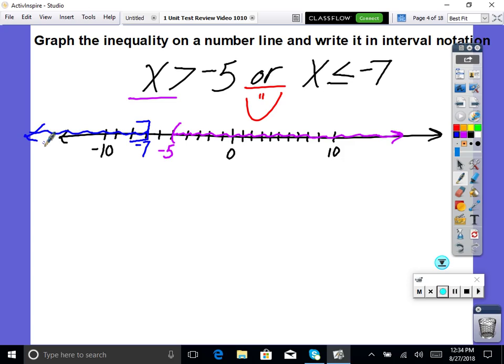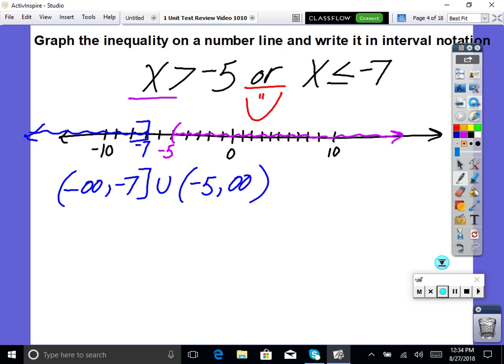So this is either or. All of these answers get to come. So that's the answer on a number line. And then in interval notation, all of the answers get to come. So we would say from -infinity up to -7, bracket, parenthesis, union, then parenthesis, because it's not including -5, -5 to infinity. That's how we'd write it in interval notation. This is on a number line.